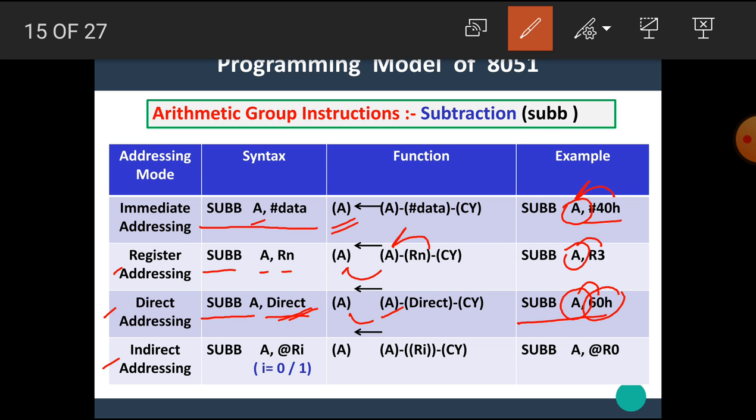The next addressing is indirect addressing. The syntax for indirect addressing is SUBB A comma @Ri. That means whatever data is pointed to by this register is subtracted from the accumulator and the result is placed in the accumulator. For example, SUBB A, @R0 means whatever data is pointed to by R0 is subtracted from the accumulator and the result of the subtraction is placed in the accumulator register. I hope you all understand the subtraction operation.